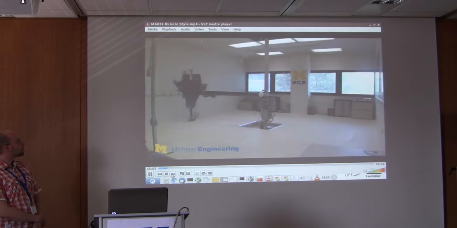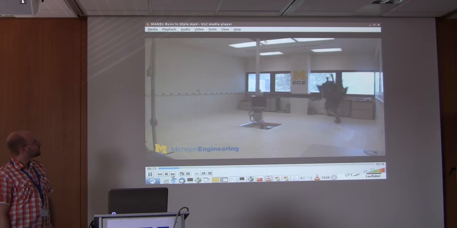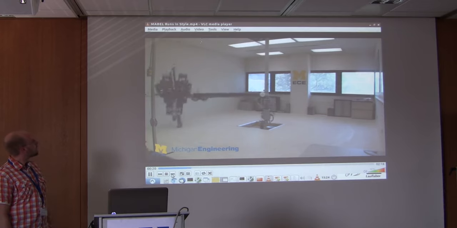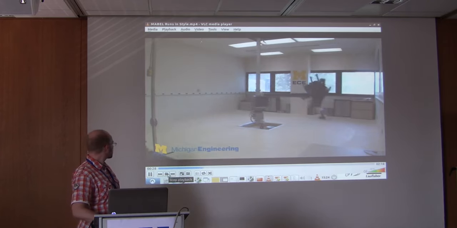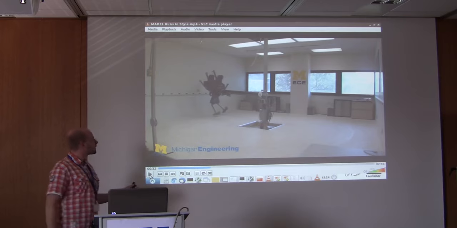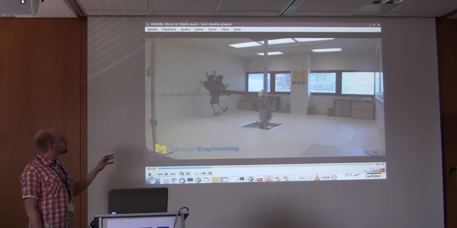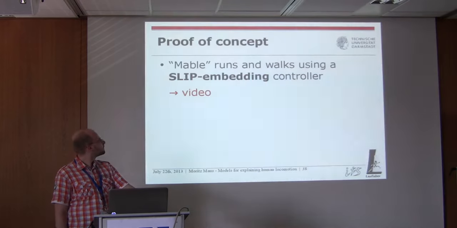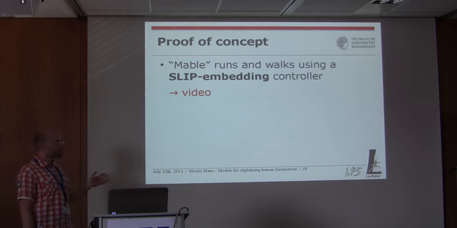This is from the University of Michigan. This robot can actually run faster. This is just to see that it works. There's a transition from walking to running. And what this robot does is it is controlled using SLIP. So there's a SLIP model that says how this robot is controlled. I don't know who has seen this robot running before.